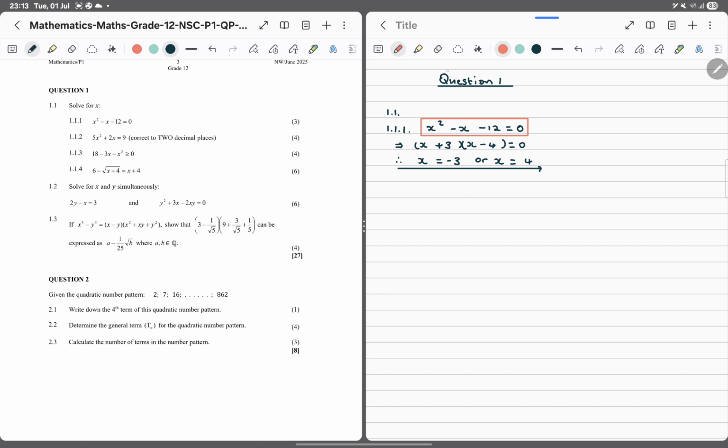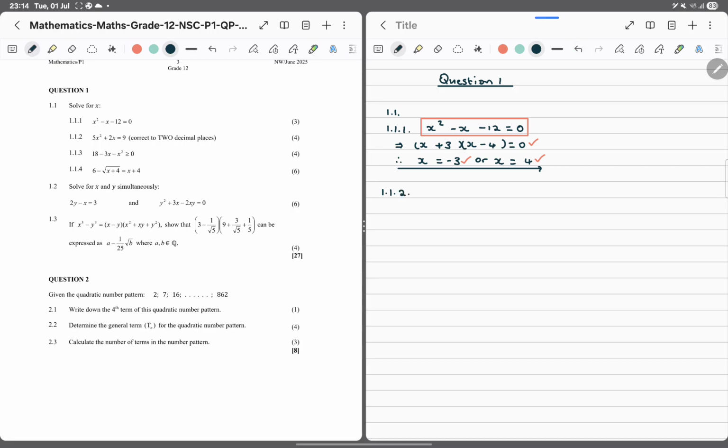If we take a 3 and put it into the original, what do we get? So we're going to get 9 plus 3, which is 12. 12 minus 12 is 0, so 0 is equal to 0. The left-hand side equals the right-hand side. Put a 4 where x is. This gives us 16 minus 4, that's 12. 12 minus 12 is 0, so 0 is equal to 0, meaning the left-hand side equals the right-hand side. And we get an extra mark for our factorization because this is the 3-step approach.